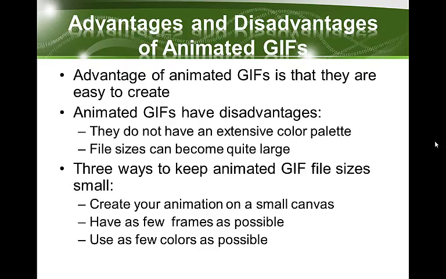Some advantages and disadvantages of animated GIFs. Advantages of animated GIFs is that they're easy to create. Animated GIFs have disadvantages. They do not have an extensive color palette. GIFs can only show 256 colors. The file sizes can become quite large. Three ways to keep animated GIF files small. Create your animation on a small canvas. Have as few frames as possible. And use as few colors as possible.